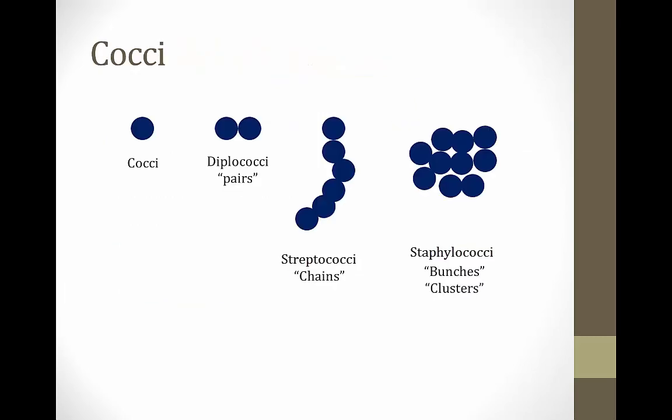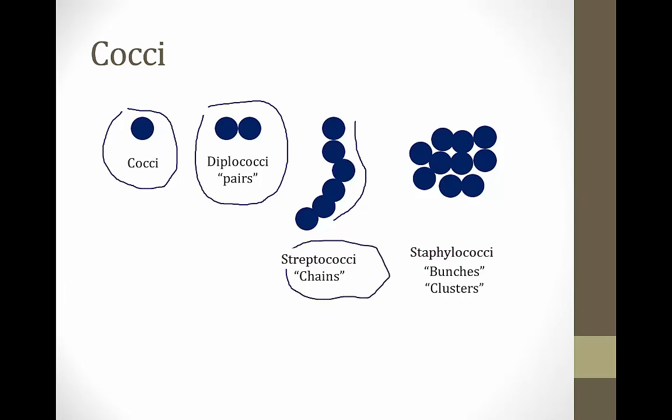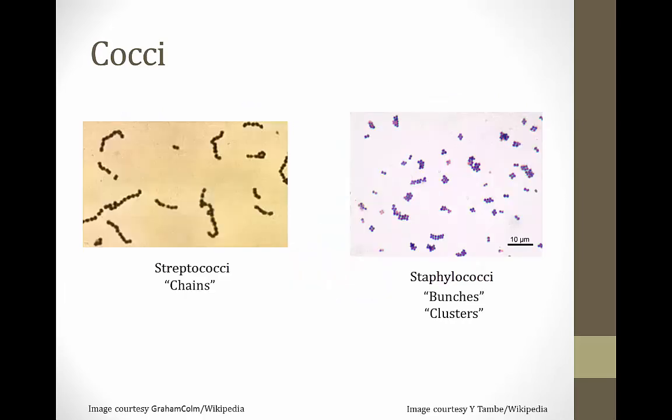Cocci are a very common shape, especially for gram-positive bacteria. They're little circles like this, and they tend to come in certain patterns. Sometimes you'll see diplococci, which are pairs of cocci. Some cocci tend to appear in chains like this. That's what streptococci tend to do. And some tend to grow in bunches or clusters. That's what staphylococci tend to do. On this slide, I've shown you some pictures of how these things look under the microscope. These are streptococci here, and you can see that there are long chains forming. Over here we've got staphylococci, and you can see that there are little bunches together of these small circle bacteria.